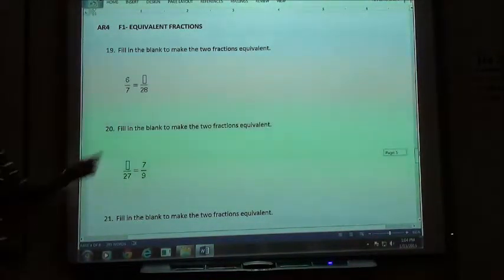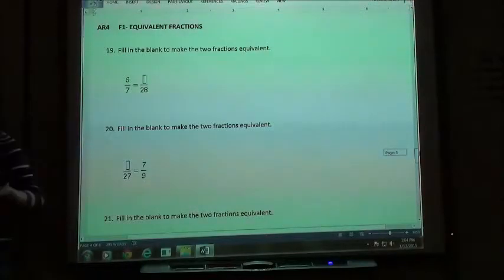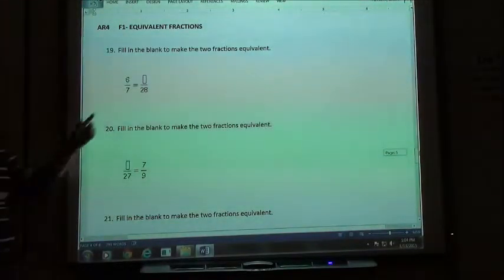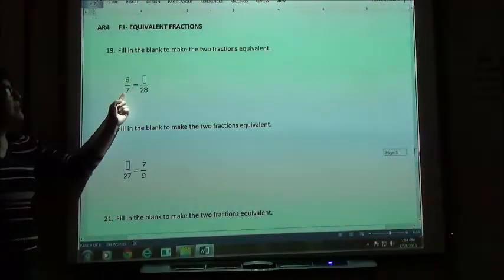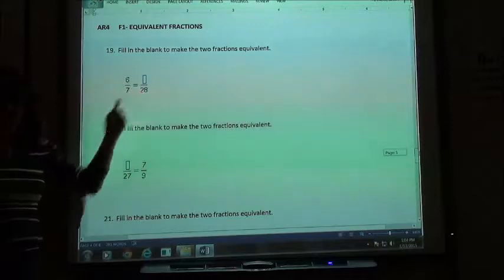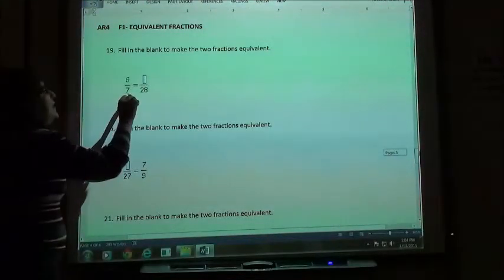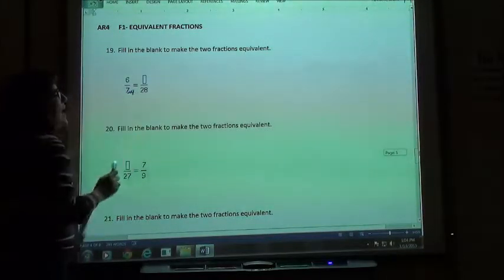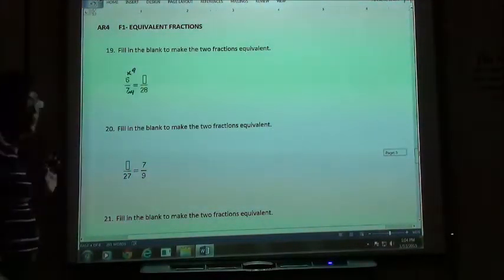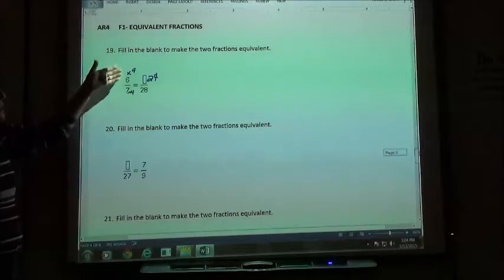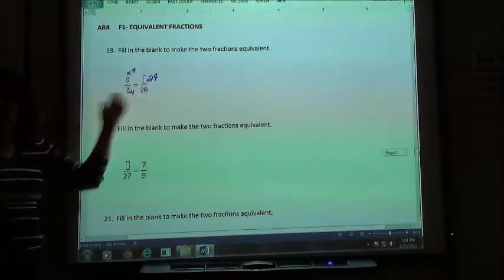Equivalent fractions. So we have fractions. We have fractions that are proper fractions where the top is smaller than the bottom. We have improper fractions where the top is bigger than the bottom, and various forms of each. If I want to make an equivalent fraction, what I'm doing is I'm basically thinking, what times 7 gives me 28? Or dividing. 28 divided by 7 is 4, right? So if I take this bottom part times 4 to get 28, I also have to take the top part times 4. 6 times 4 is 24. So 6/7 is going to be equivalent to 24/28.